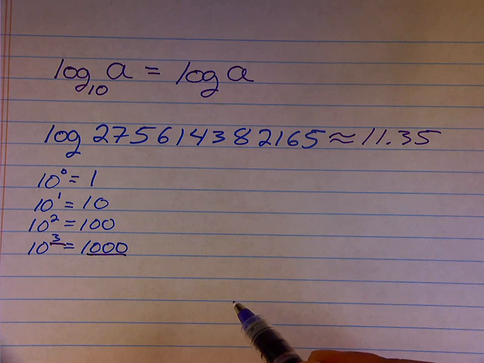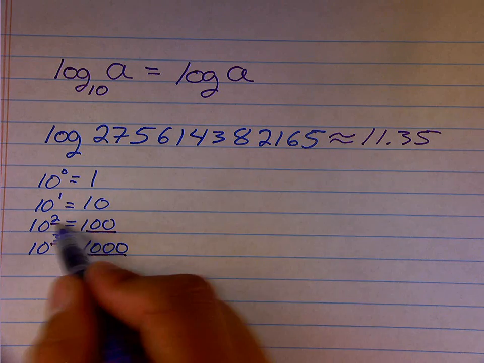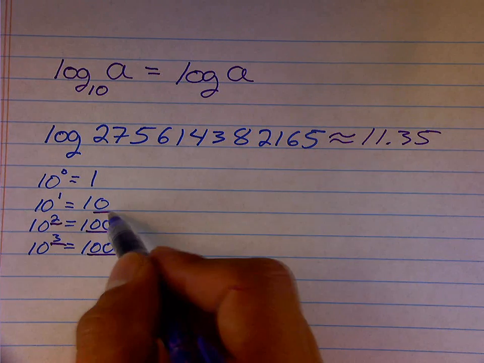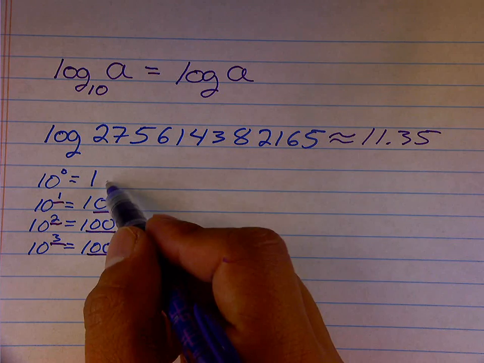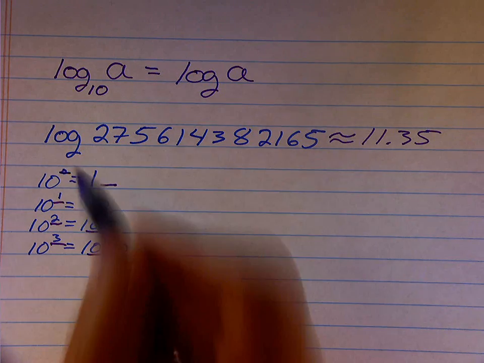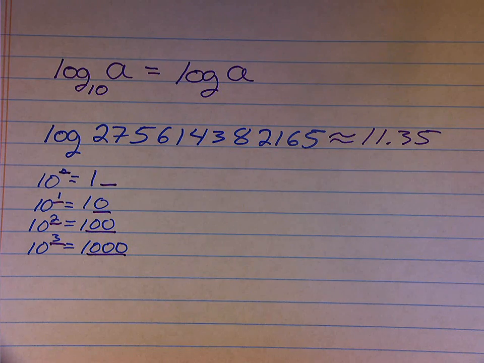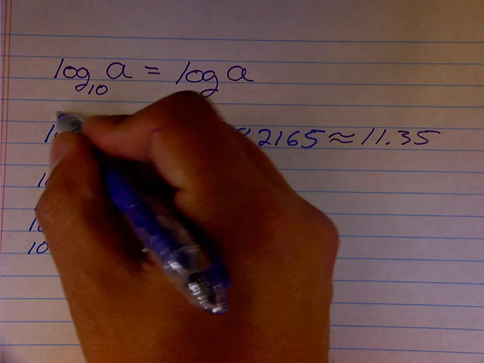3, 2, 1. No trailing zeros. So automatically I know 10 to the 22nd is 1 with 22 zeros. So far, so good? Now, let's go back to this number.